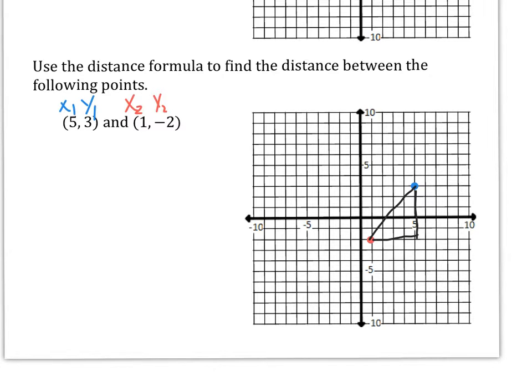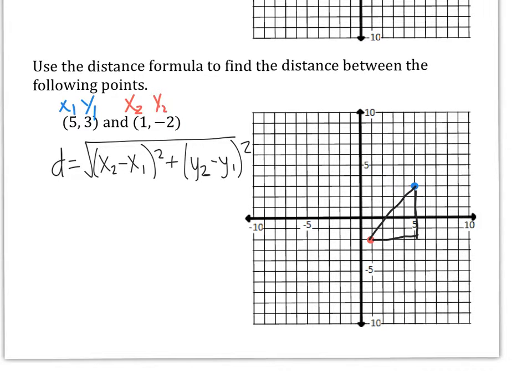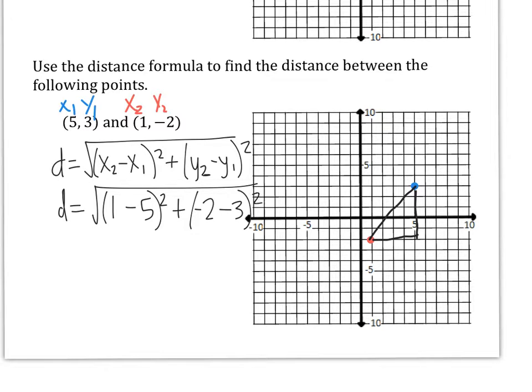So let's remind ourselves of what the distance formula is. The distance formula, which was above, is d equals the square root of x2 minus x1, the quantity squared, plus y2 minus y1, the quantity squared. So let's go ahead and plug in our values. So d equals the square root of x2 is 1 minus x1, which is 5, the quantity squared, plus y2, which is negative 2, minus 3, the quantity squared. And let's go ahead and solve here.